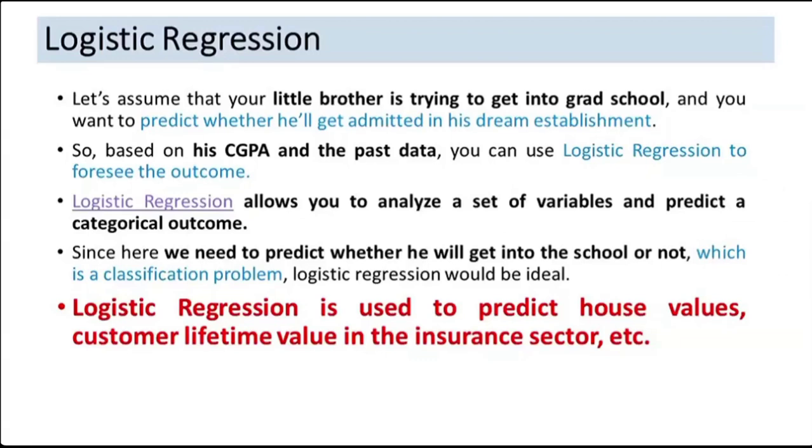Logistic regression allows you to analyze a set of variables and predict a categorical outcome, either admission is yes or admission is no. Here we need to predict whether he will get into the school or not. So this is a classification problem, and definitely logistic regression will be an ideal case. Logistic regression is also used to predict house values and customer lifetime value in the insurance sector.